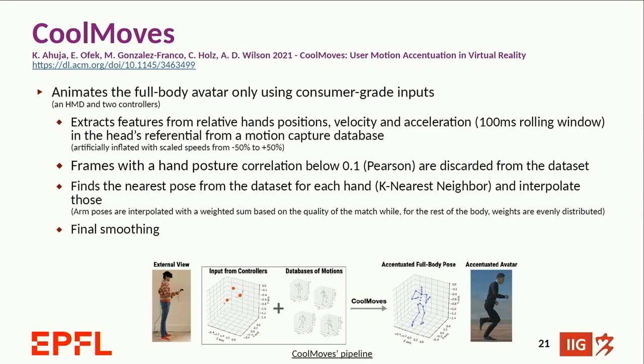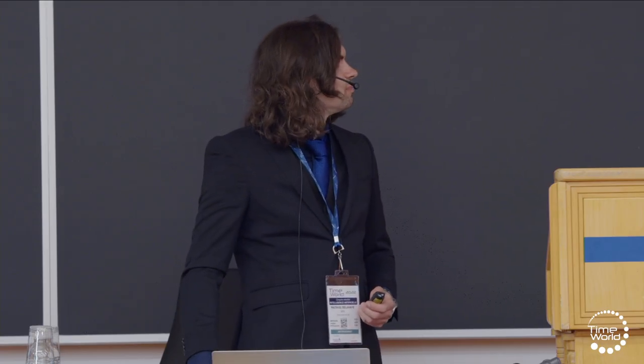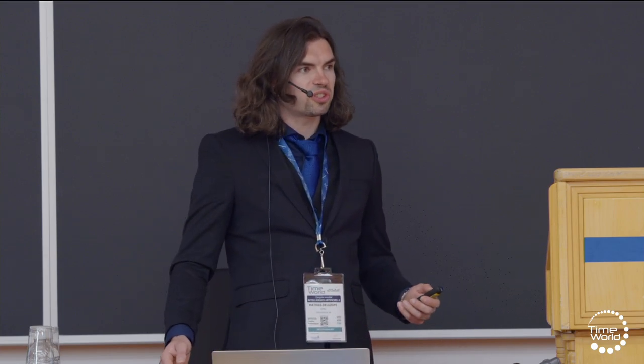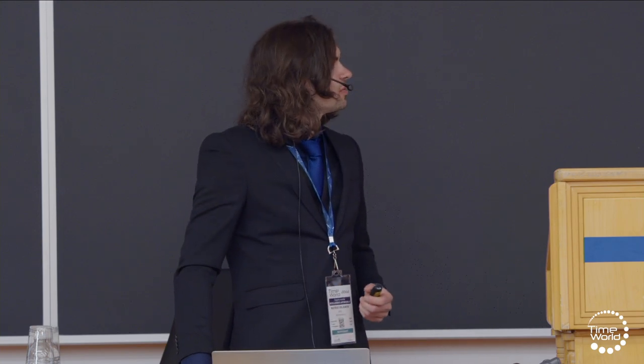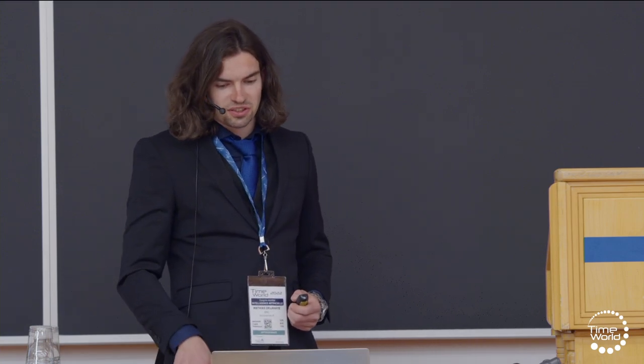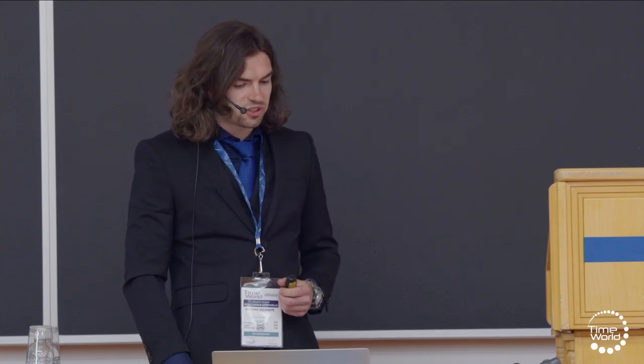So this is one way to animate, but we don't necessarily need something that is really realistic. For instance, in the paper Cool Moves, the authors only took the inputs from the controllers and the head-mounted display. So this is really a simple setup. They use a pre-recorded data set of sportsmen in different types of sport to animate the full body avatar. The idea was to extrapolate the data set of the sportsmen, only taking into account the controller position within the head referential, with also the velocity and acceleration, to scale the speed up and down so that if the user performs the motion more or less quickly, we can still recognize the poses.